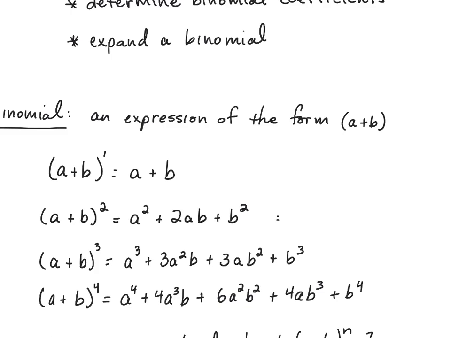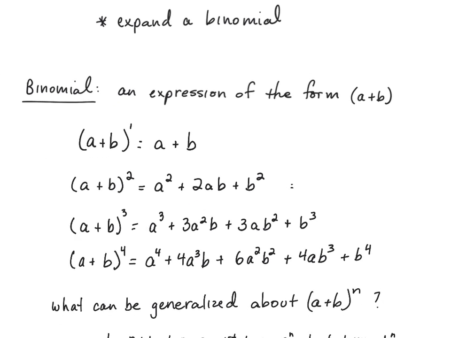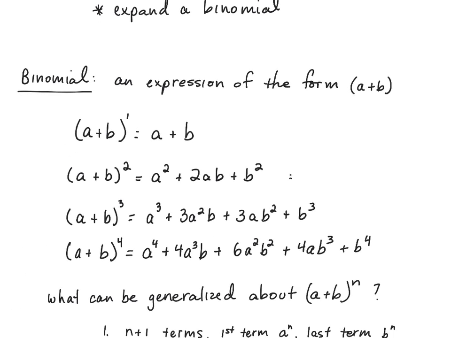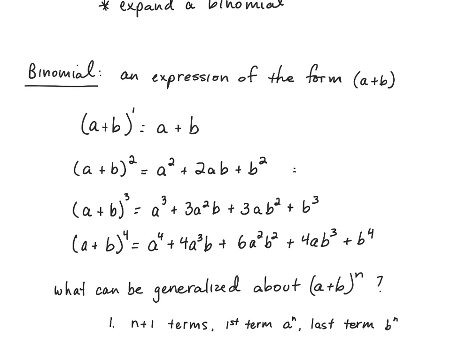And as the powers increase, a plus b to the fifth, a plus b to the 20th, this could be a very tedious thing to do by simply multiplying binomials together using the distributive property. So luckily there's something called the binomial theorem and finding binomial coefficients, which helps make the process a little quicker. So first of all, what can be generalized though? What patterns can we start to see emerging here?